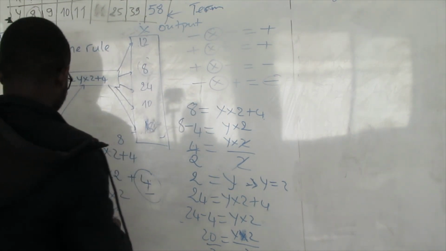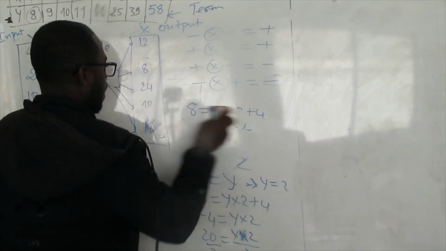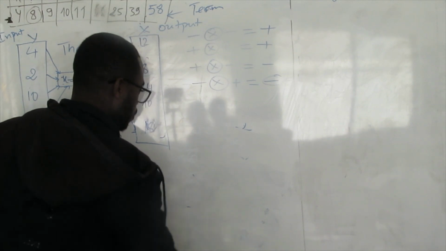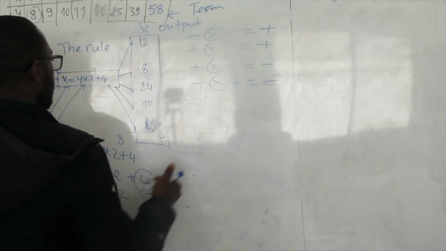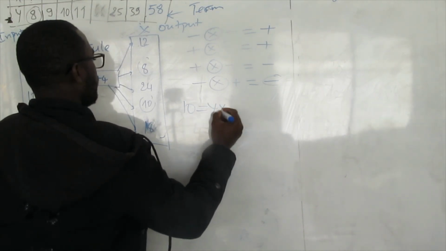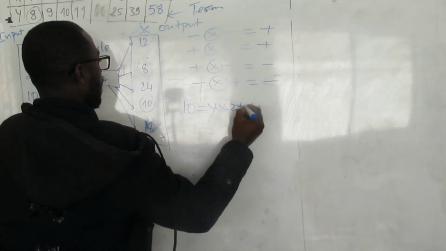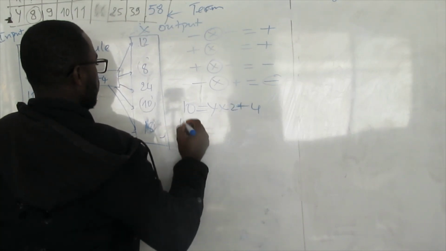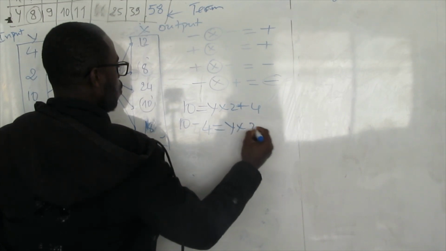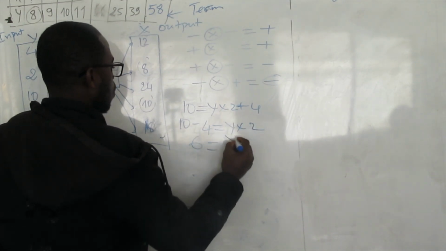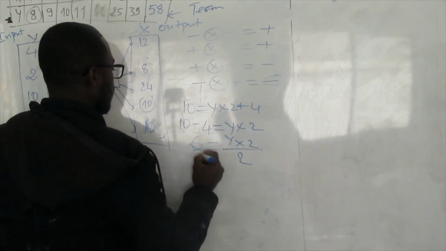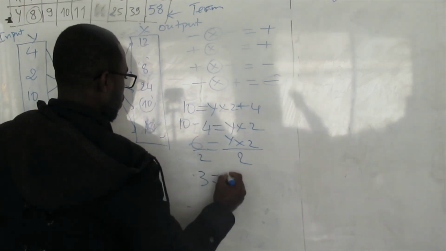Then you carry on. When your x equal to 10, 10 equal to y times 2 plus 4. Then this 4 will shift to this side. 10 minus 4 is 6. Y times 2 is 6, and you divide both sides by 2. 3 equal to y.